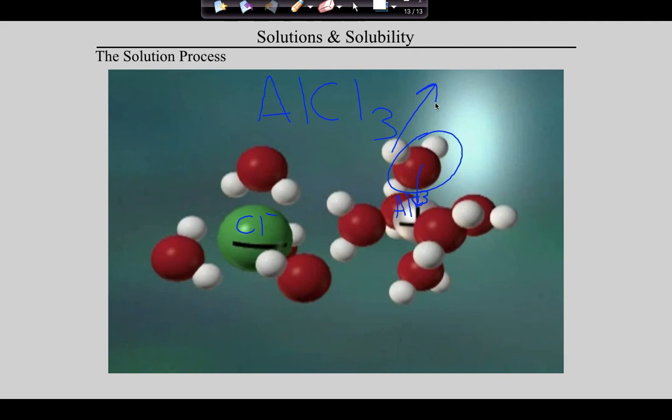So now, guys, what about this? What if your salt is aluminum fluoride?